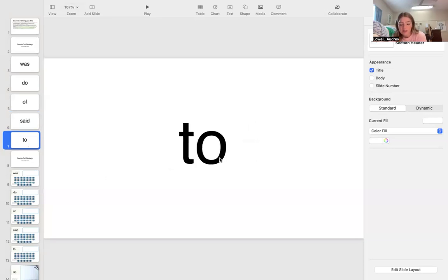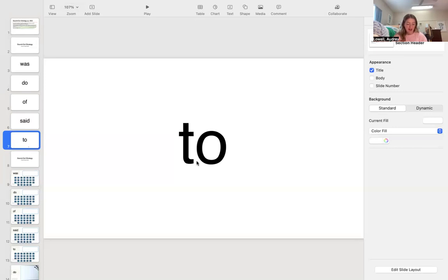This is the word to. What's the word? To. Now I'm going to sound out this word. T. Oh. But this is how we actually say it. To. How do we actually say it?